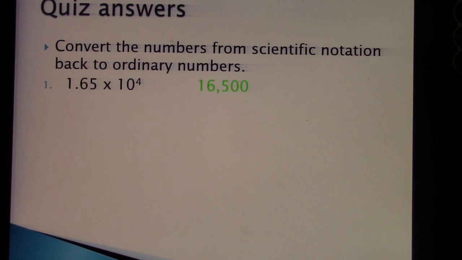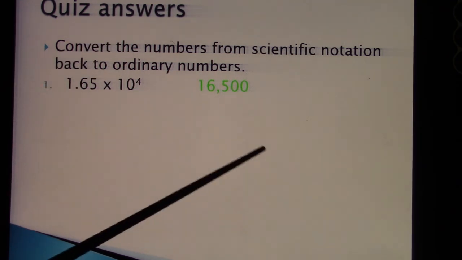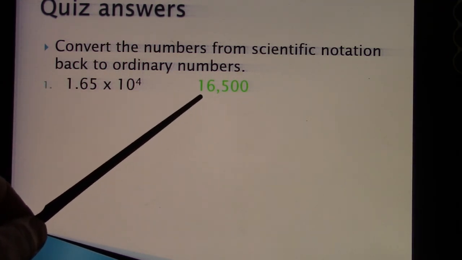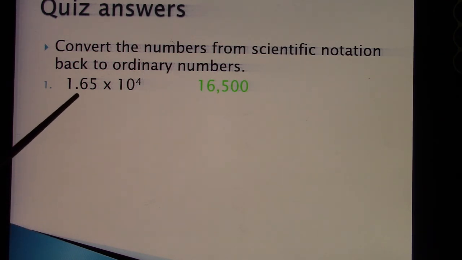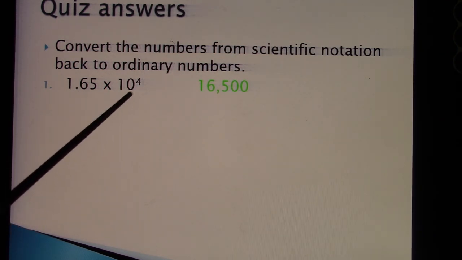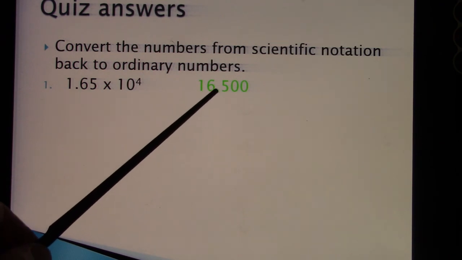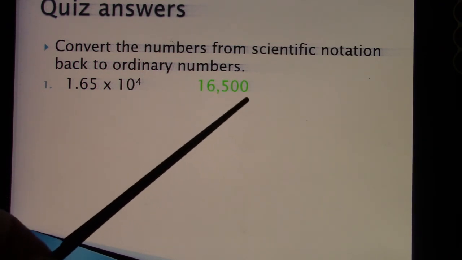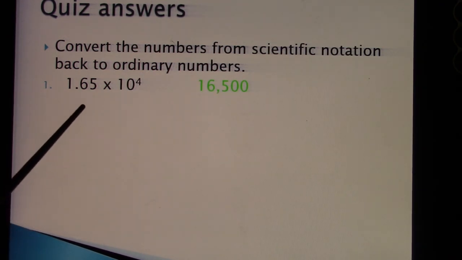So 1.65 times 10 to the 4th is 16,500. In your calculator, type in 1.65 EE 4 and enter. You should get 16,500. But we're all smart, we can figure it out. So here, go here and count 4. Go 1, 2, 3, 4. Don't put a decimal because that'd be 5 sig figs. We only have 3 sig figs here.